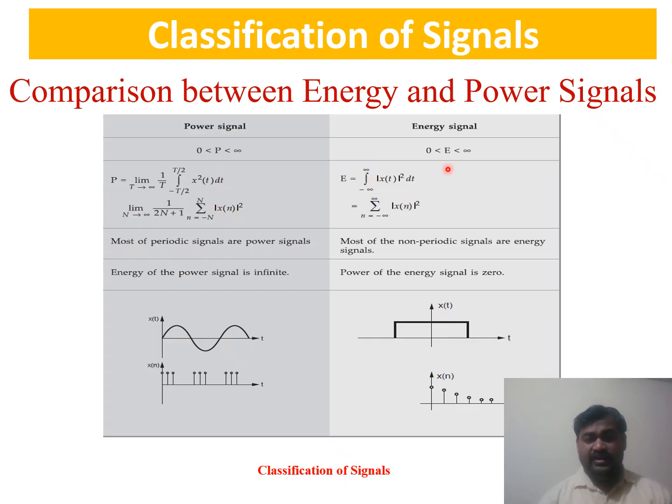To find the energy, E equal to integral from minus infinity to plus infinity modulus x of t whole square dt. Similarly for discrete time, summation n equal to minus infinity to plus infinity modulus x of n whole square. Most of the periodic signals are power signals. Most of the aperiodic or non-periodic signals are energy signals. This is an example: a sine wave is a power signal. This is a periodic signal. Periodic signals are power signals. Here an aperiodic signal example, a rectangular signal.